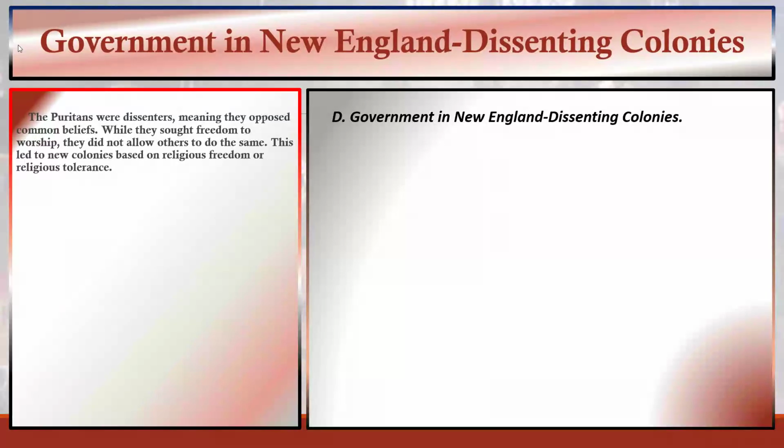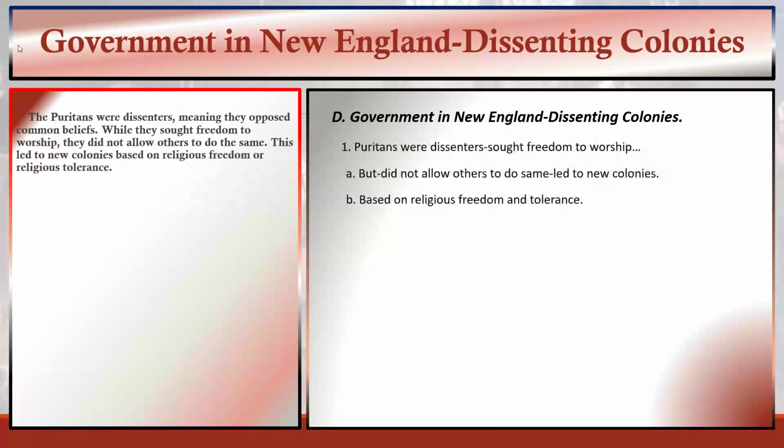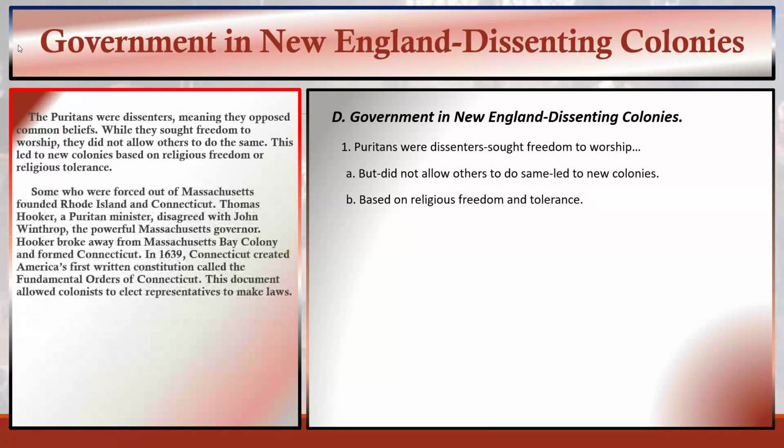So Puritans, dissenters, opposed beliefs, sought freedom to worship, did not allow others to do that. Led to colonies based on religious freedom, religious tolerance. I might have a bit here: Puritans were dissenters, sought freedom to worship, but did not allow others to do the same. Led to new colonies based on religious freedom and tolerance. Done. Paragraph 2. Hey, again, anytime I'm going too fast, pause the video.